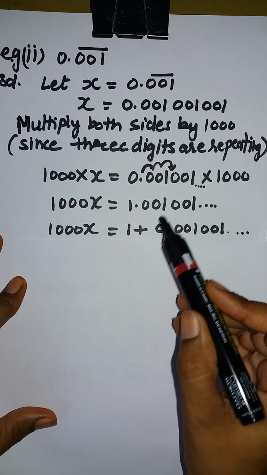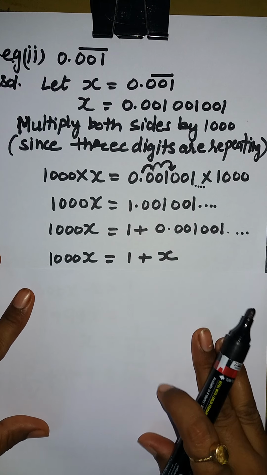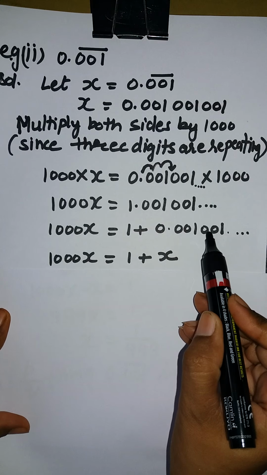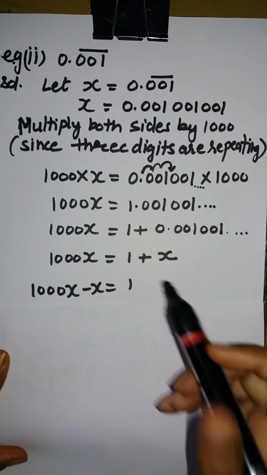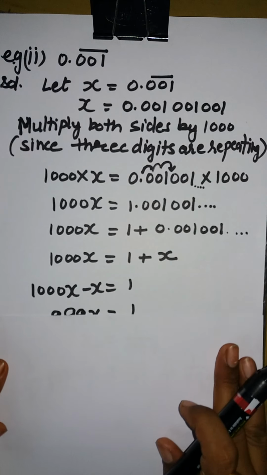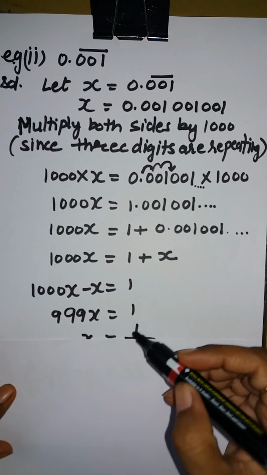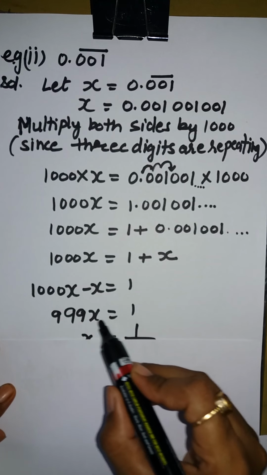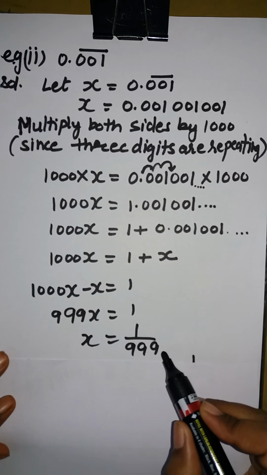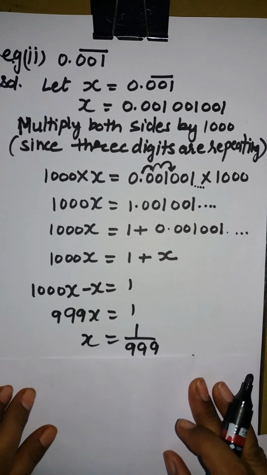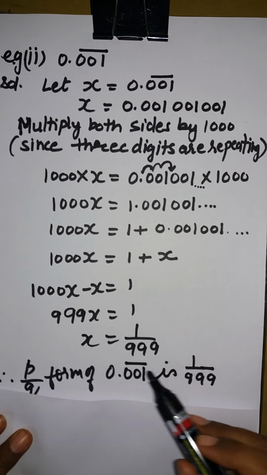We split this number in this form to get the value of x. Then we replace this because this is equal to x. We replace this by x. We transpose this to the left side. And now when we solve this, we get 999x equals 1 and the value of x equals 1 upon 999. So this is the p by q form of 0.001 with a bar over it.